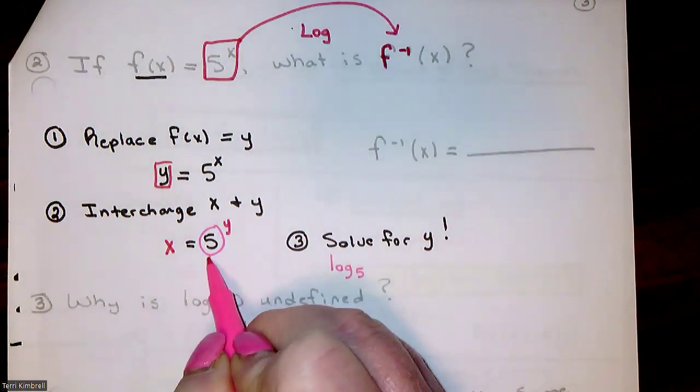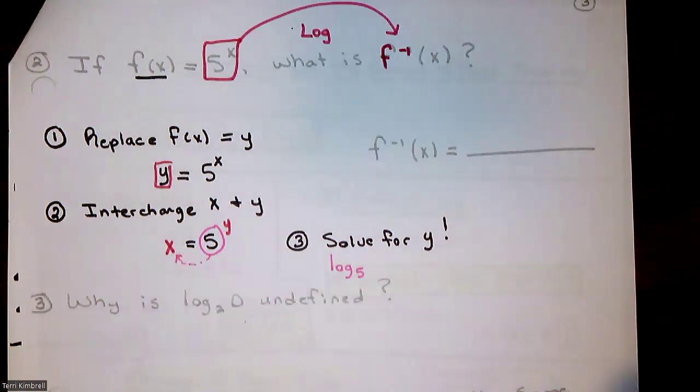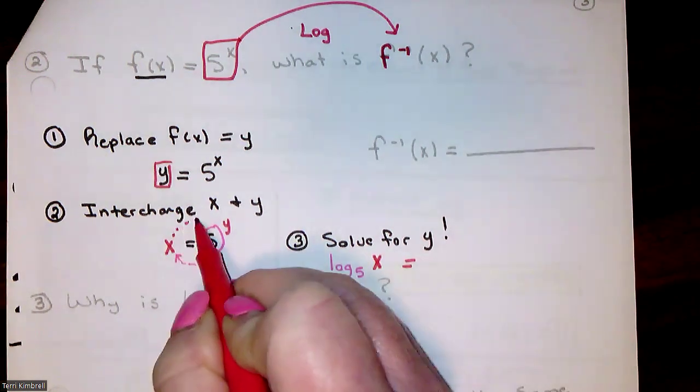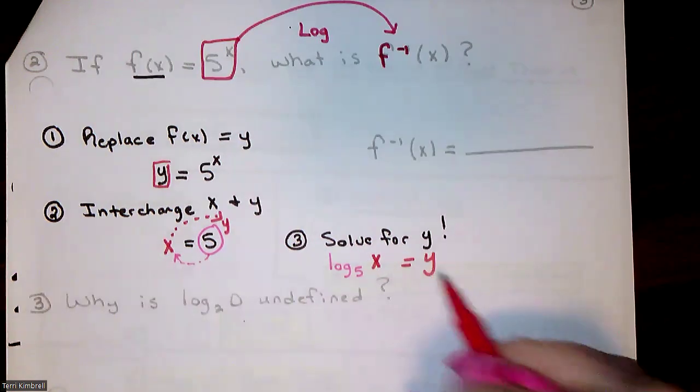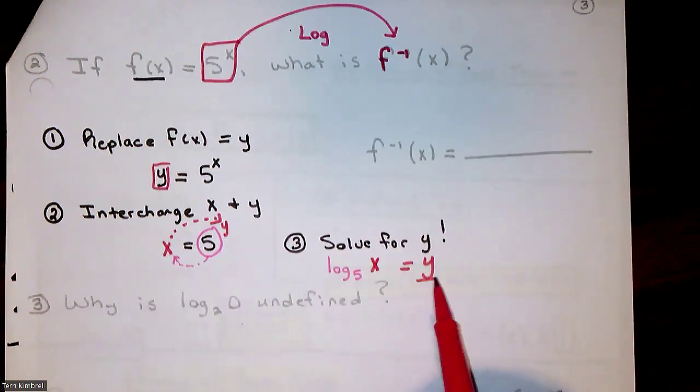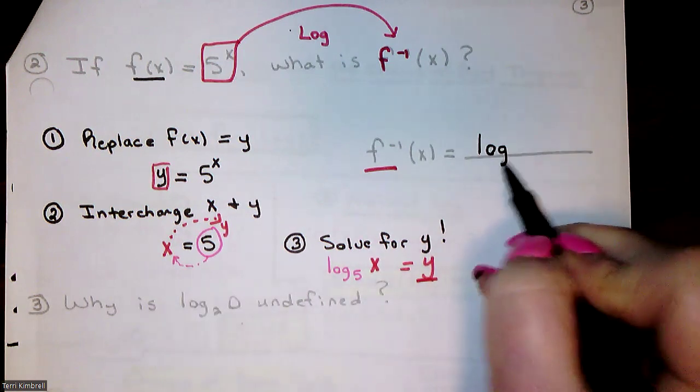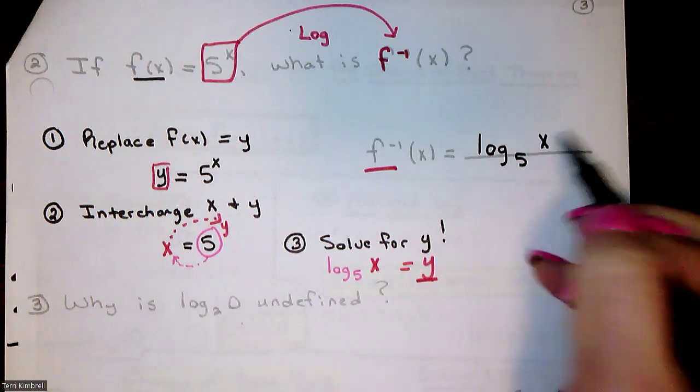Then you're going to circle, you're going to put x equals, and you're going to circle y. So y is the inverse. So the answer is going to be log base 5 of x.